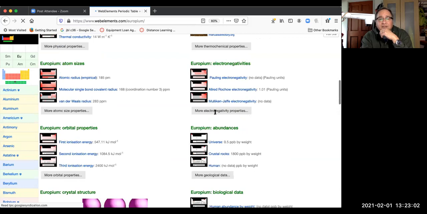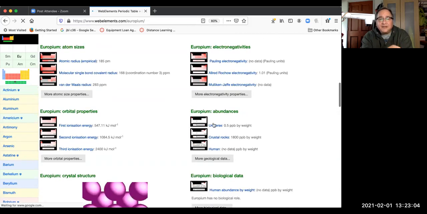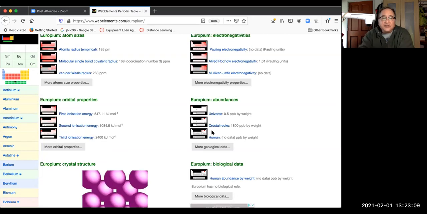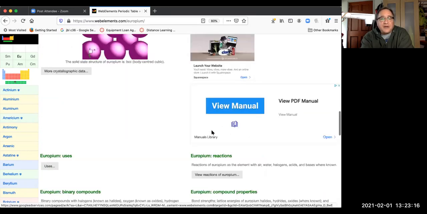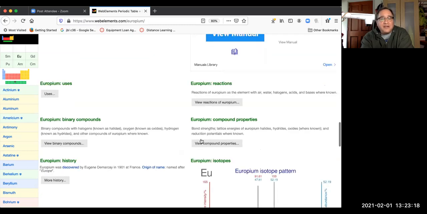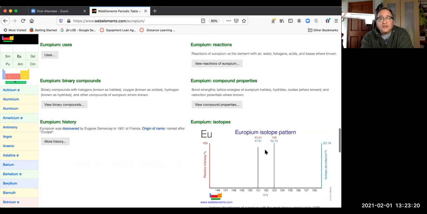And here, you see it says abundances, but this doesn't talk about isotopes. It talks about in the universe, in humans and so forth. So I'm going to keep scrolling down. Uses, reactions, compound, binary, history, isotopes. So take a look here at the isotope pattern. The 151 has a percent abundance of 47.81, and the 153 has a percent abundance of 52.19.